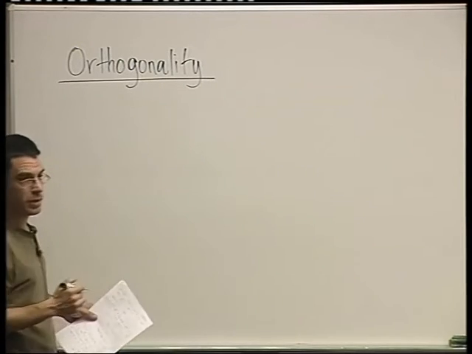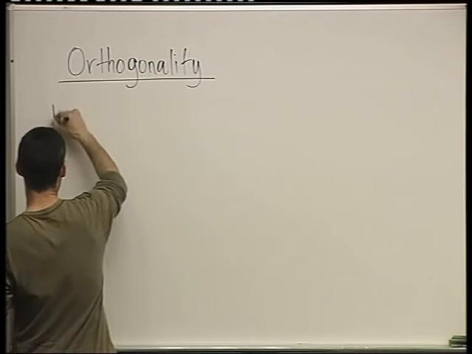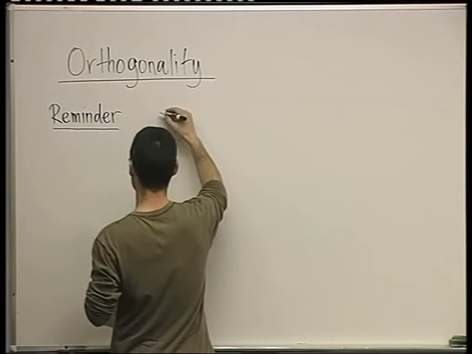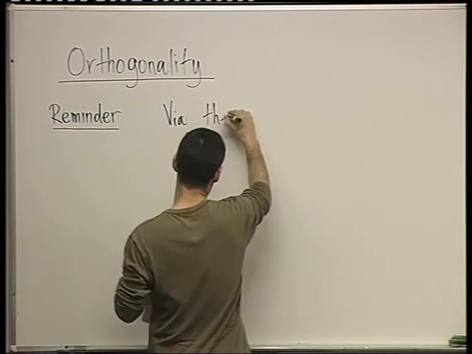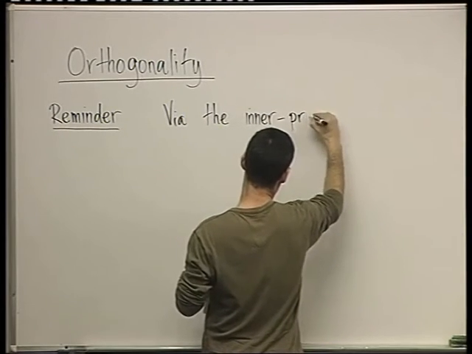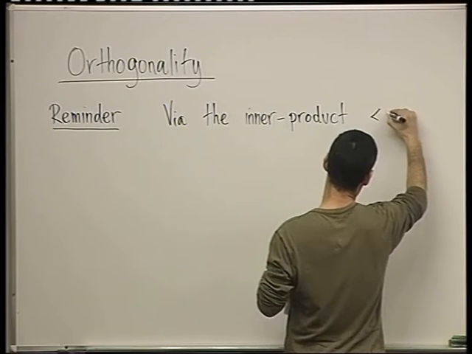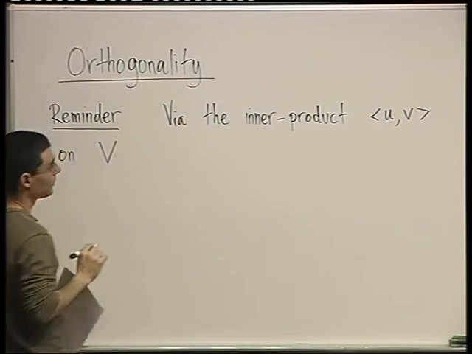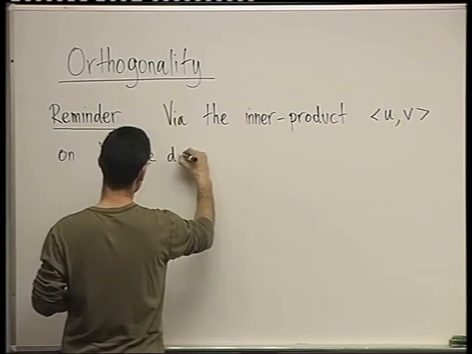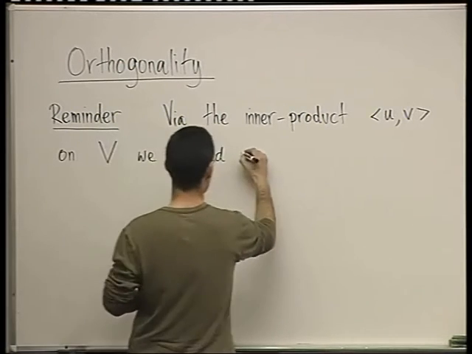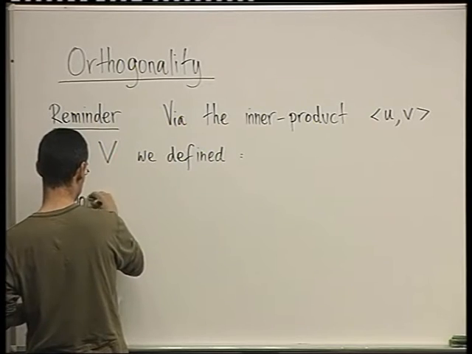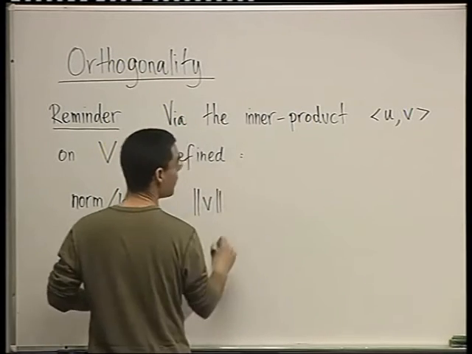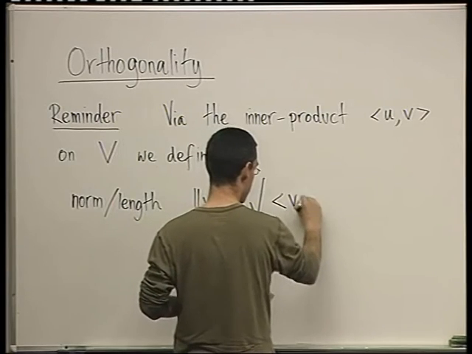In particular, what is this word, orthogonal? So here's a very brief reminder. Via the inner product, which we denoted by u comma v, on a vector space, we defined length, or the norm, which was defined as the root of the inner product of the vector with itself.